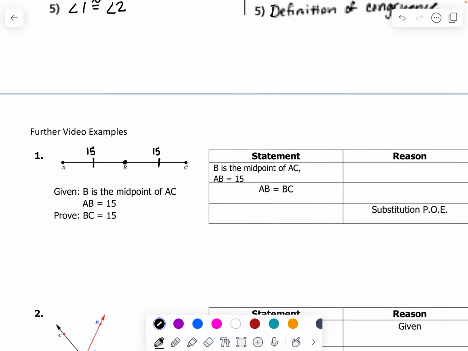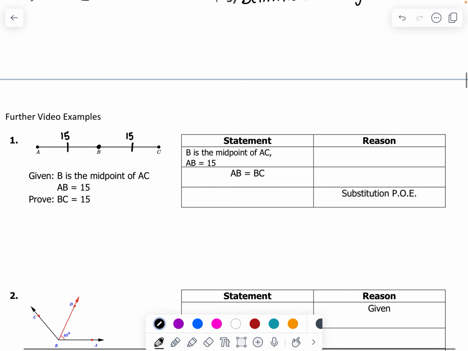Okay. And this one is going to be very similar to what ALEKS gives us. They give us some fill in the blanks. That's nice. So first one, B is the midpoint of AC, AB equals 15. The reason is given. Hey, that's nice. Cool. Next one, AB equals BC.